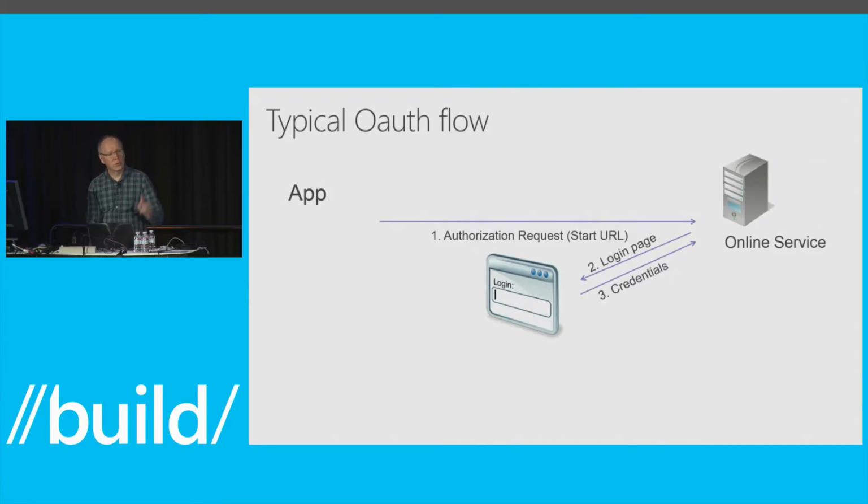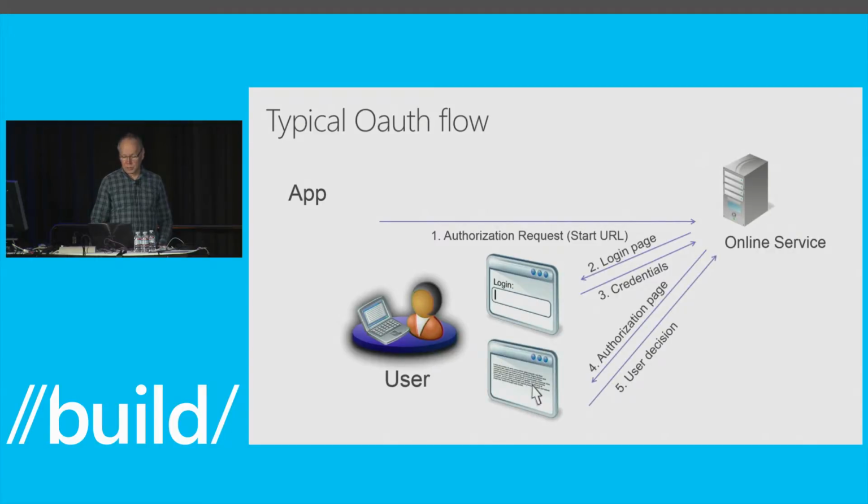This is the first step of OAuth. This is basically the authentication step. The user is going to provide their credentials, and there is this implicit promise in OAuth that the user should only ever have to provide their credentials into a set of pages that's owned by the online service.